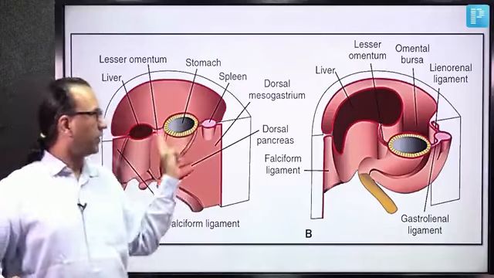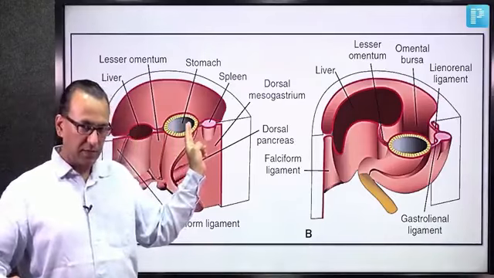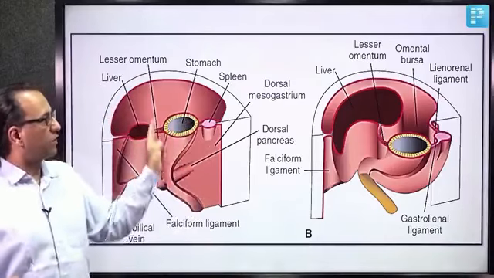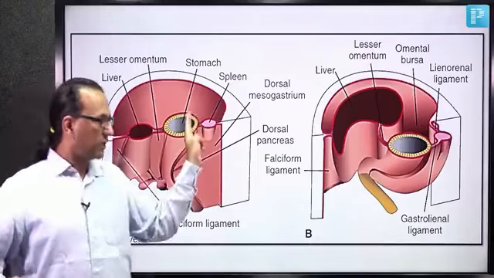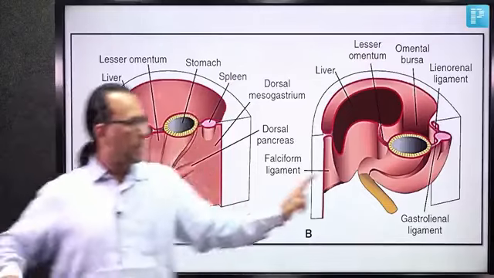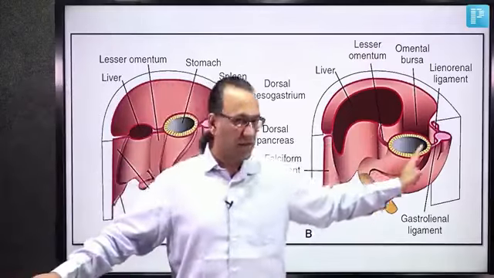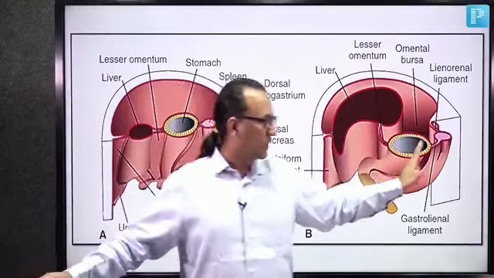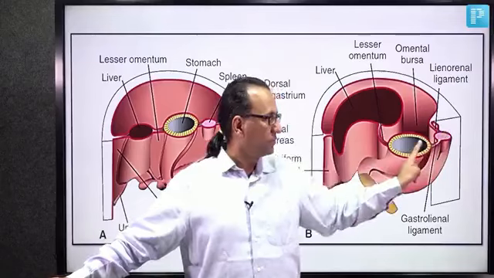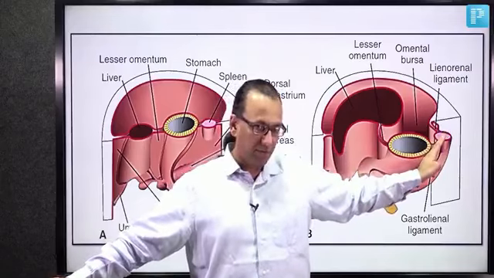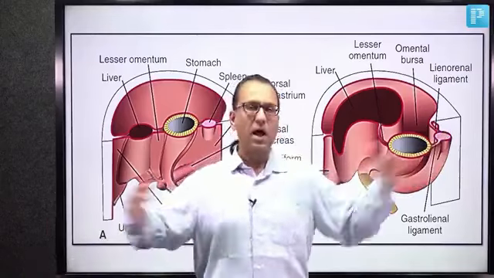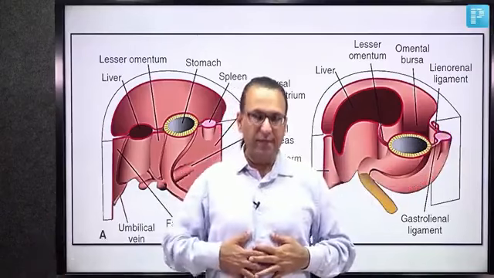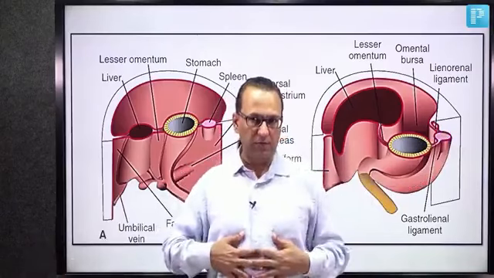Now, the stomach rotates to the right side by 90 degrees. The lesser curvature goes to the right side and the greater curvature comes to the left side. As the stomach rotates to the right side by 90 degrees, it will pull the liver to the right side, and the greater curvature along with the spleen and the splenogastric ligament will be pulled to the left side. In a normal adult, the liver is on the right side and the spleen is on the left side.